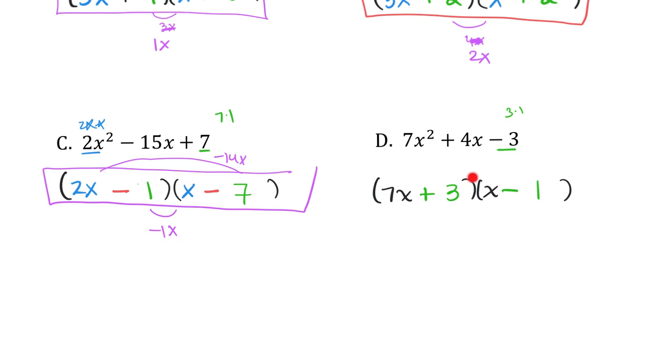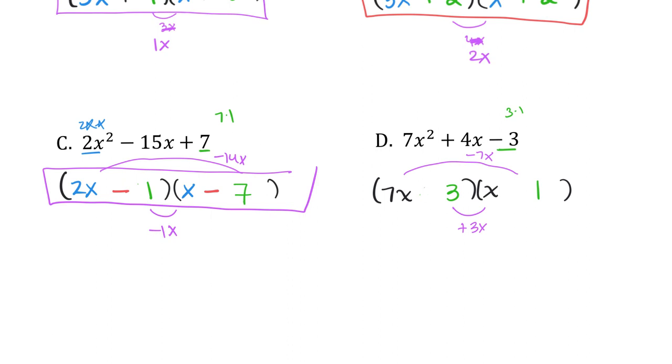Okay, let me check. 7x squared is fine. Now if I do 7x times negative 1, what do I get? I get negative 7x plus 3x. Negative 7x plus 3x is negative 4x. So I'm almost right, but I have my signs backwards. Since I know the signs are backwards, I'm going to make them the opposite.